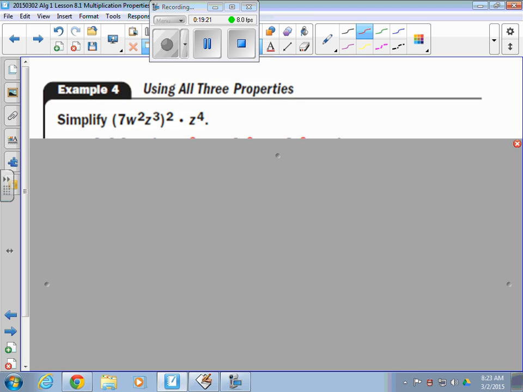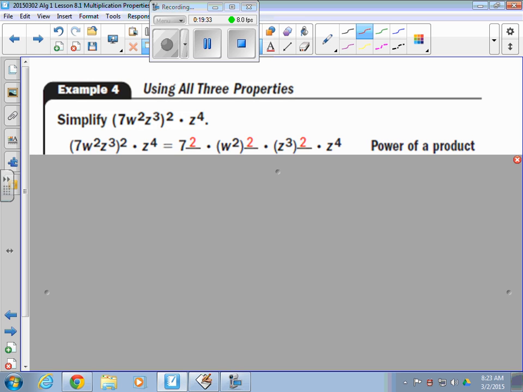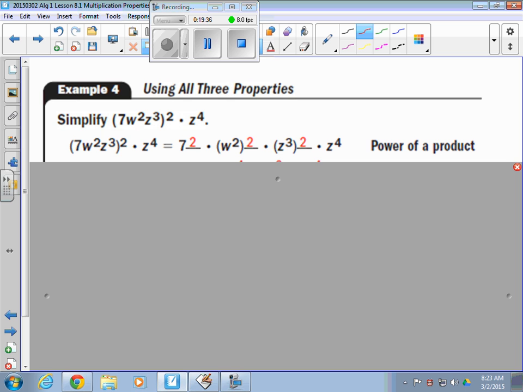And then example number 4 is putting them all together using all three properties. It says simplify 7w squared z to the third power, all squared, times z to the fourth power. So we're going to put everything together on this one. First thing is the power of a product. So for this first one, you're looking at just this part of it. You're raising everything inside of that parentheses to this exponent that's outside, 2. So you're given 7 squared, w squared squared, and z to the third squared.